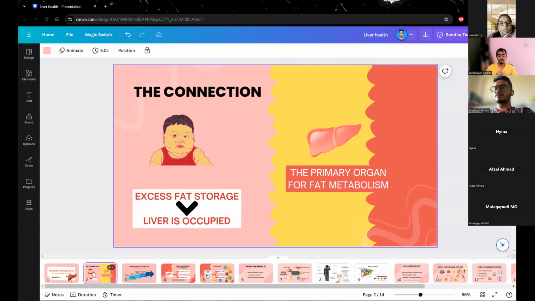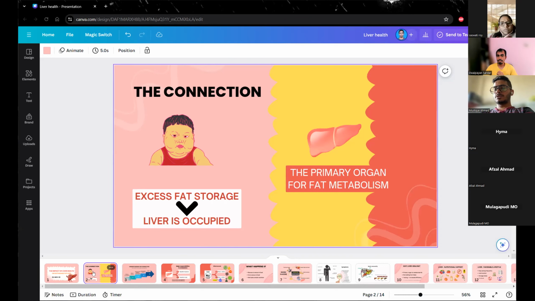the nutrition. Now, if the liver is occupied too much and you have excess fat in your food, it cannot break down that fat because the liver is occupied, right? The liver is stressed out. In that case, fat storage could be possible.